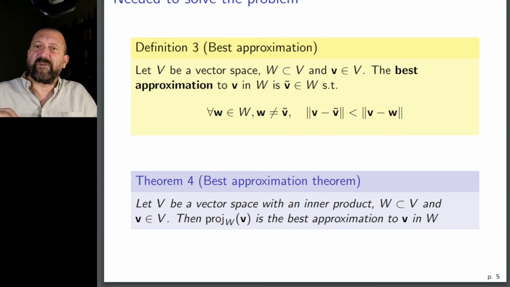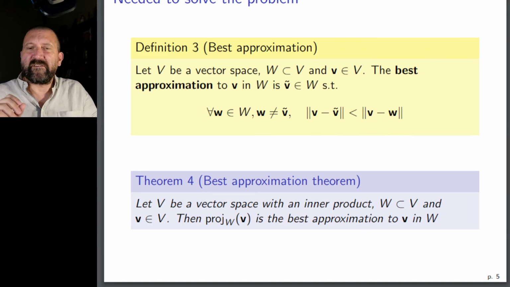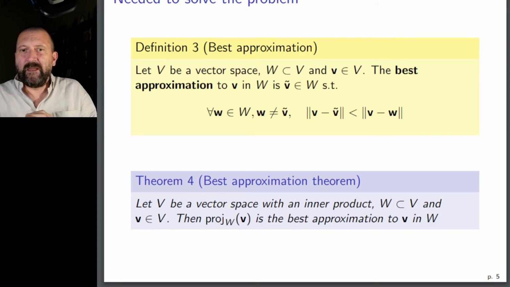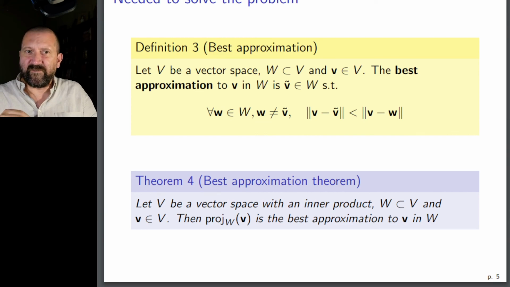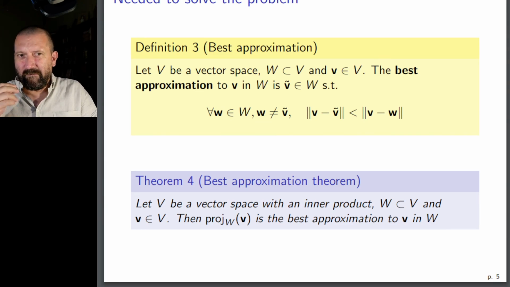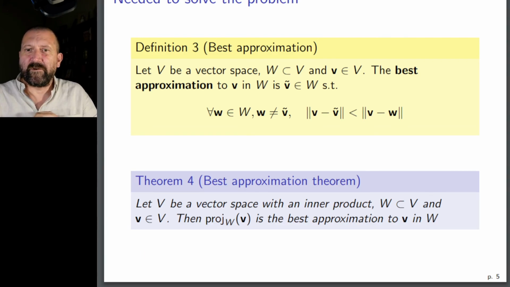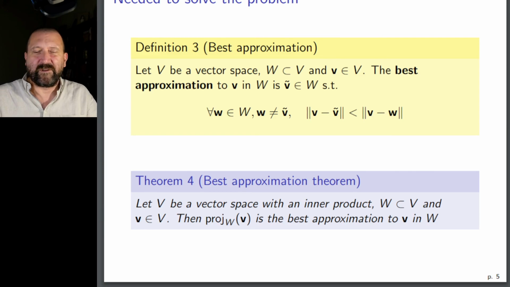So if we have a vector space that has an inner product, and we take a subspace W of that vector space and a vector v in that vector space, then the projection of v onto W is the best approximation to the vector v in W. So if we want to solve the best approximation problem just above definition 3 here, we can use this, and we know that using the projection of v onto the space W is going to get us that best approximation. I think I'll stop here and continue in the next lecture.